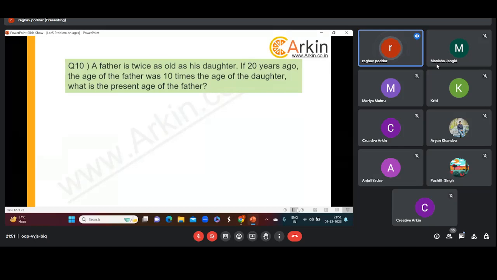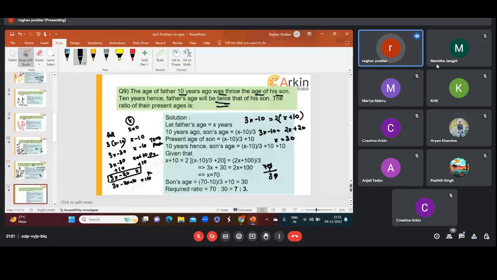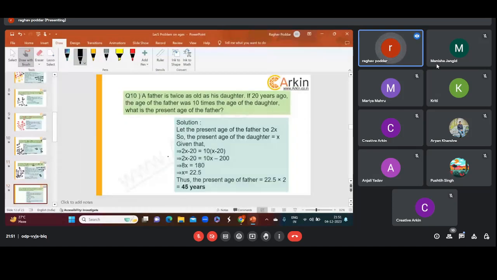Okay. So how will we do this? So we have been told the father is twice as old as his daughter. So let me say that the daughter's age be x. The father is twice as old, that means 2x. If 20 years ago, means you need to go to past. So father's age would be 2x minus 20 and daughter would be x minus 20.